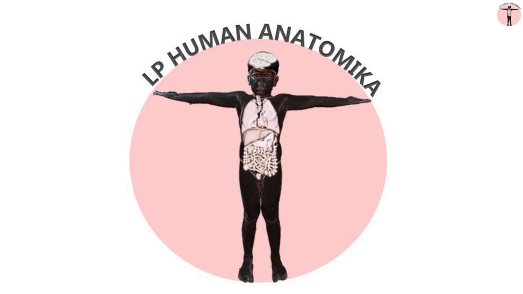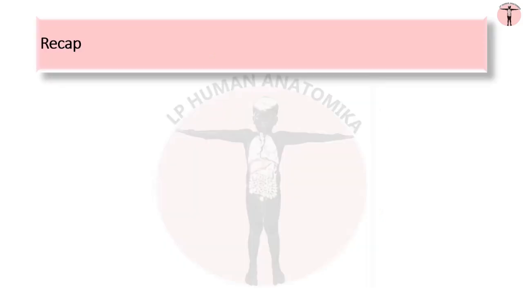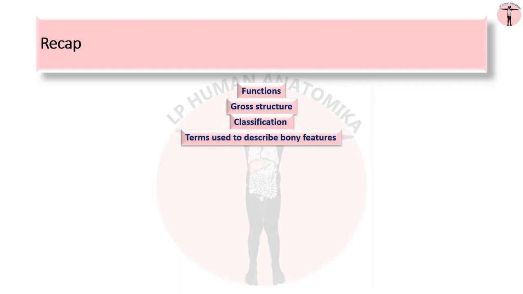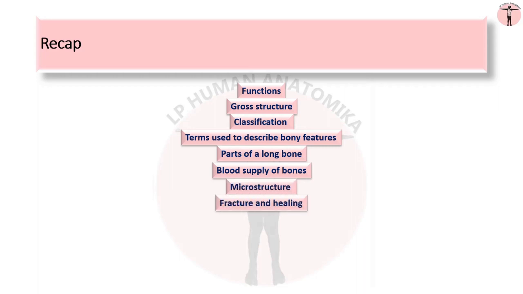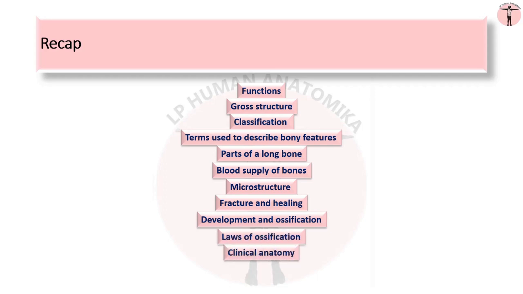Welcome back to Anatomiqa. In the previous 10 sessions, we discussed the different aspects of bone, like functions, gross structure, classification, terms used to describe bony features, parts of a young growing bone, blood supply of long bones, microstructure, fracture and healing, development and ossification, loss of ossification, and finally clinical anatomy.